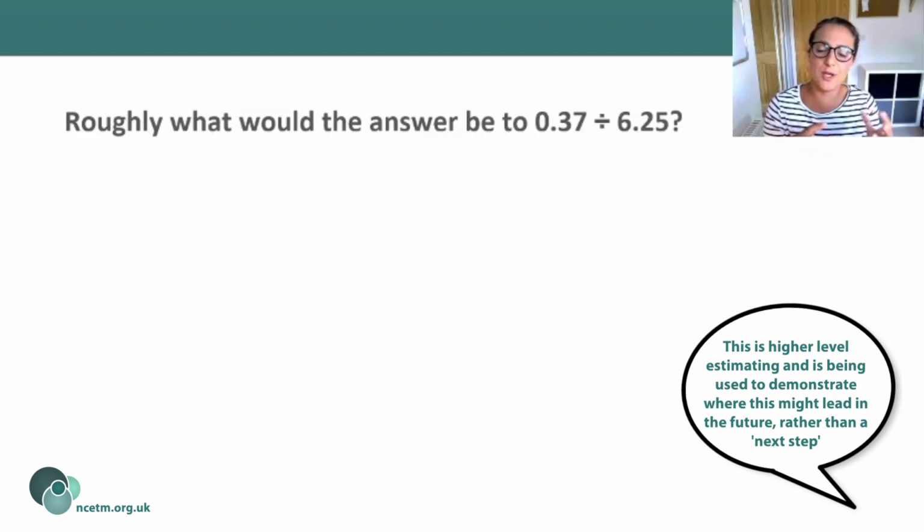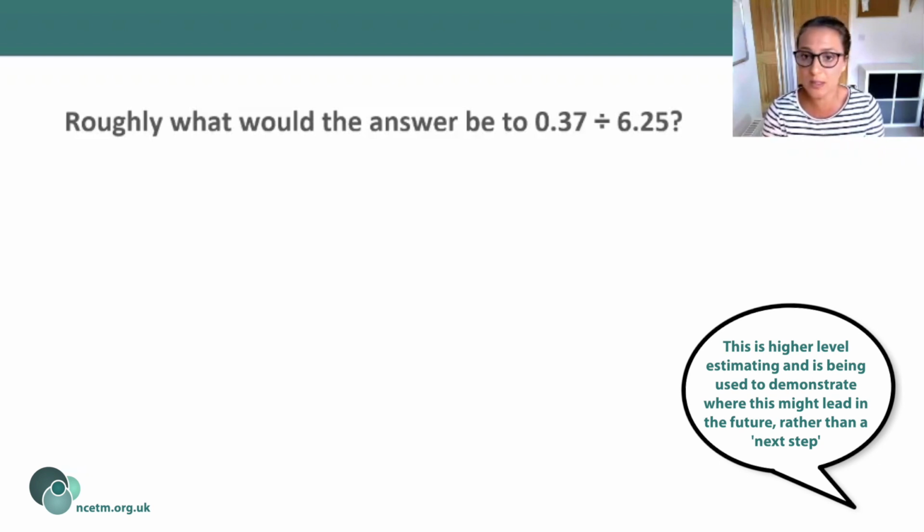And so I'm thinking about 36 divided by 6. So my answer is probably about 6-ish. But it can't be 6 because I started off with 0.37 and I'm dividing that by a whole number. So it must be getting smaller. My answer must be getting smaller. So then it might be 0.6. Well, that's still bigger than the 0.37 that I started with. So maybe it's 0.06.